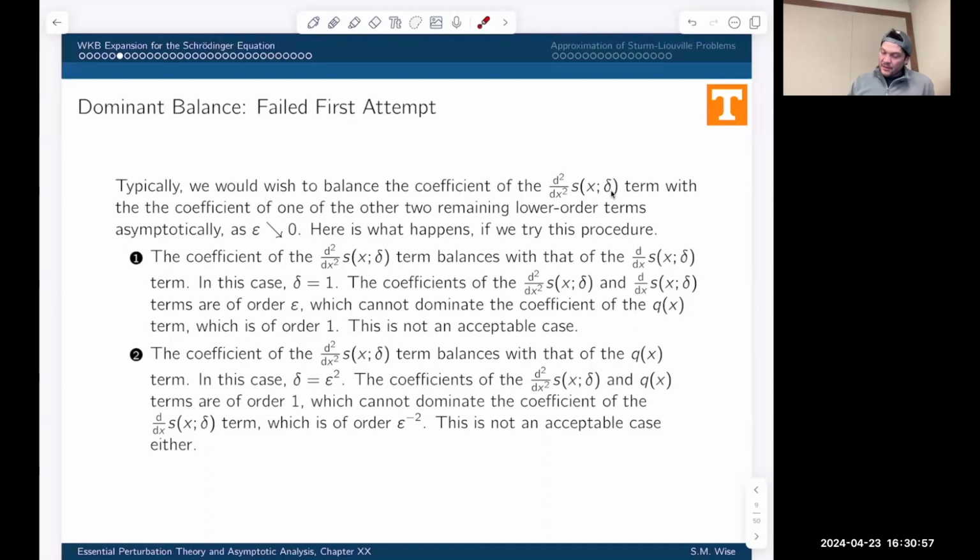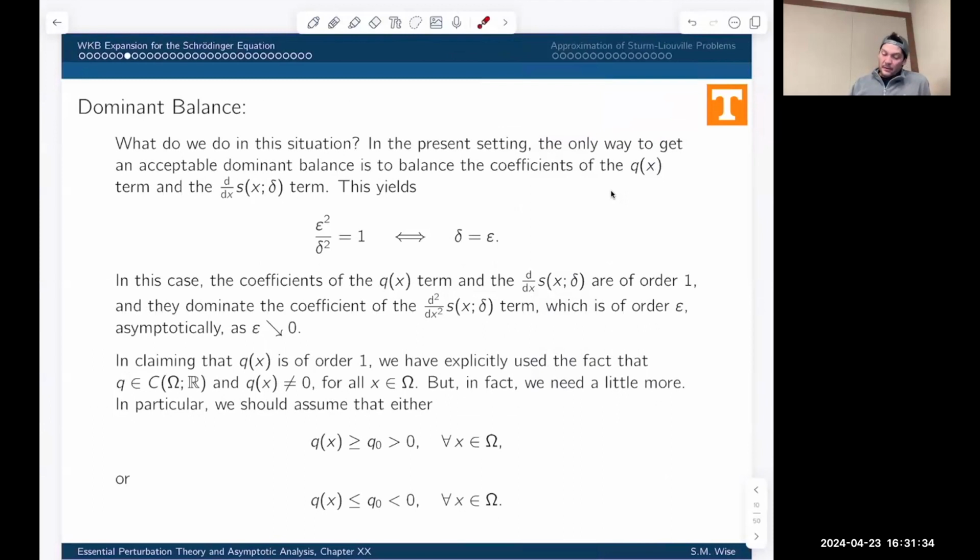So the coefficient in front of the highest order derivative term in Q is going to be order 1. And that's a problem because the first order derivative term is order epsilon to the minus 2 power, which can't be dominated by order 1. This blows up as epsilon goes small. So neither of these two dominant balance cases work, and that's one of the designs of the WKB method. It's not meant to work out.